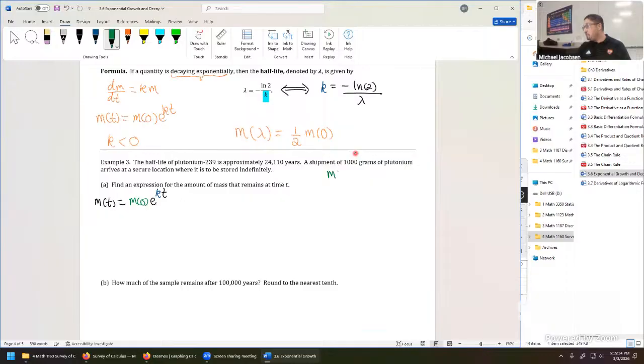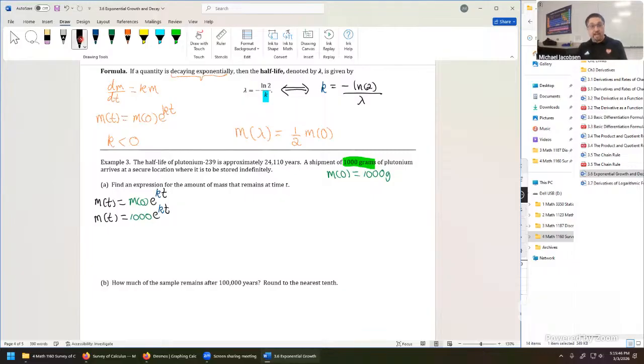So mass at time 0, 1,000 grams. I don't know if that's a lot or little, so I try not to Google problems relative to this chemical too often, but we're just going to go with 1,000 grams or 1 kilogram if you prefer. So we can plug in that value directly here, mass at time t equals 1,000 e to the power k times t.